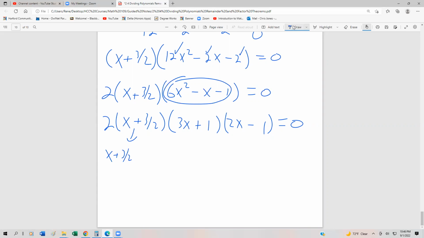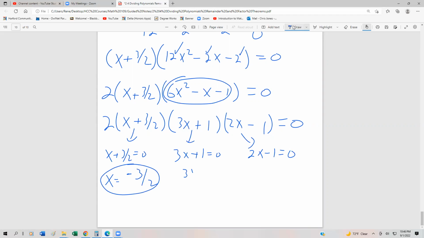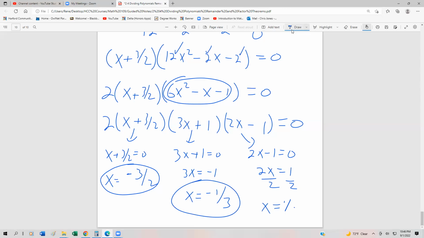So x plus 3/2 equals 0, 3x plus 1 equals 0, 2x minus 1 equals 0. And then finally, subtract 3/2. And we already knew the solution to this one, -3/2. Over here, I'm going to subtract 1, and then I'm going to divide by 3. So another of our solutions is going to be -1/3. And then finally, if I add 1 to both sides and then divide by 2, I get x equals 1/2.